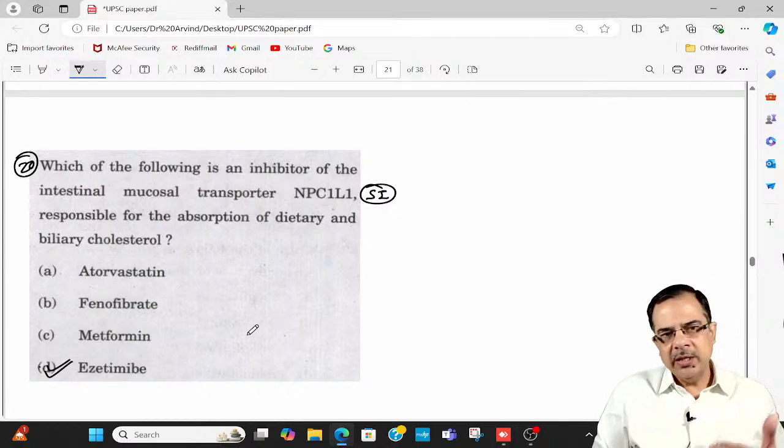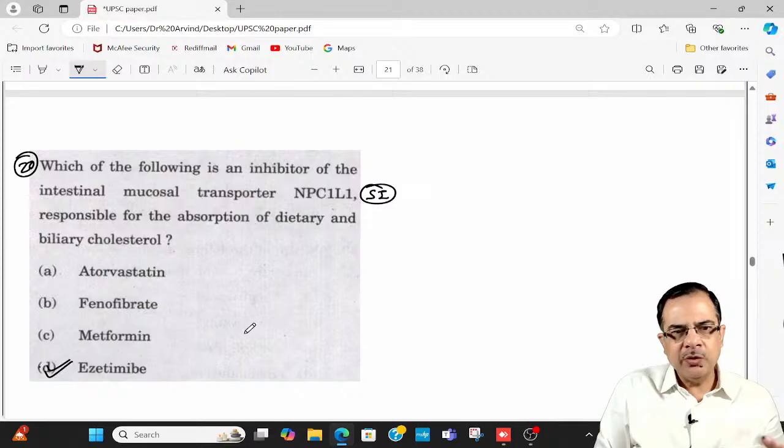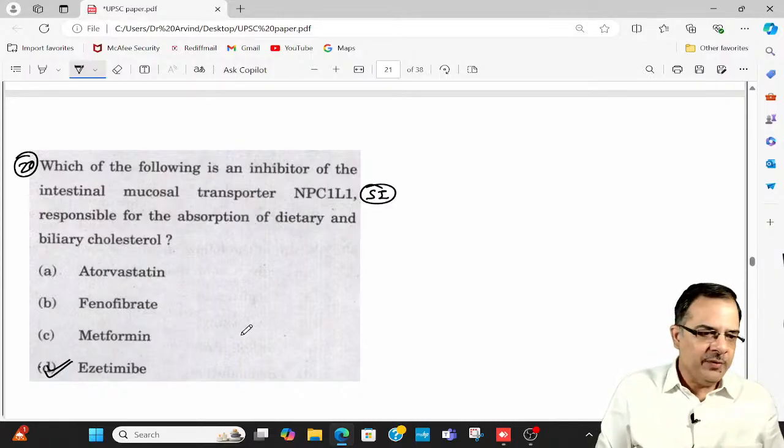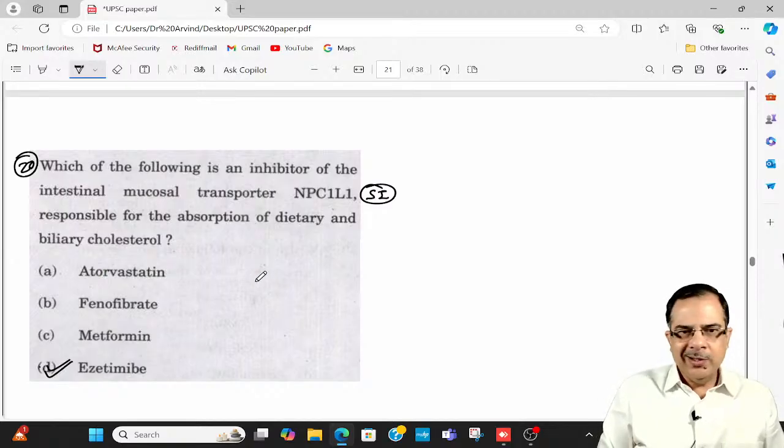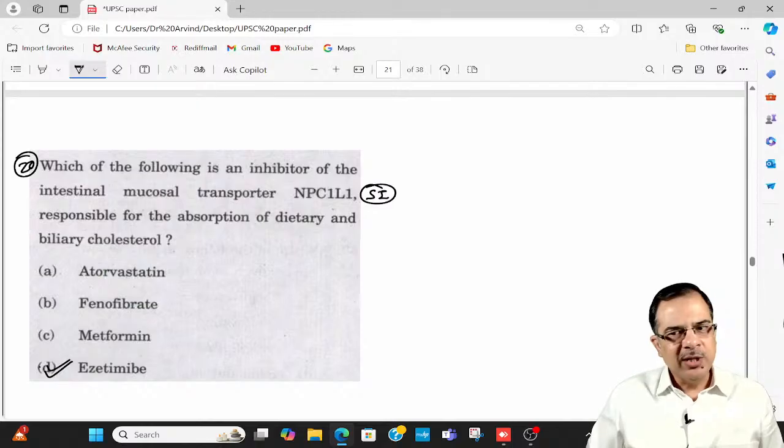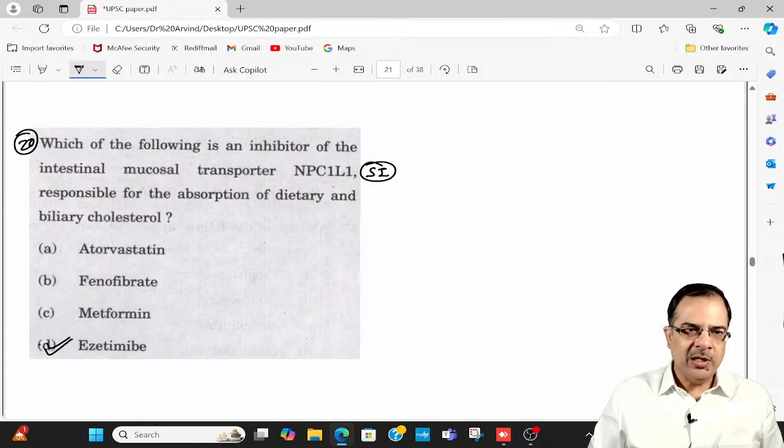This is given in combination with atorvastatin or other statins, and that will control the cholesterol values. So if you are struggling to control the cholesterol value, just add ezetimibe 10 milligrams. That will control high cholesterol levels.